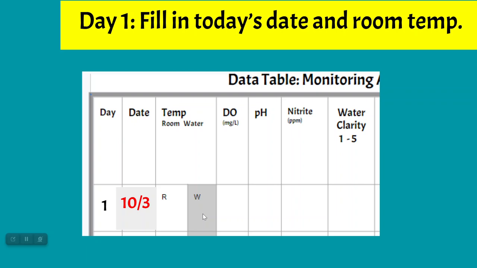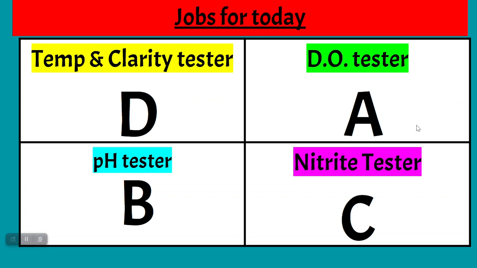But you do need to have whoever is the water quality person measure that water temperature and put that number in the gray box. So we have a white box and a gray box just to differentiate. The white box is for room temperature and the gray box is for water temperature. All right, so remember we're testing for dissolved oxygen levels and pH and nitrite and water clarity too, in addition to temperature. So take a look at your packet so that you know which test you are doing today.